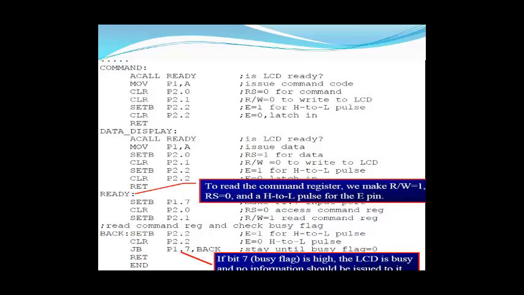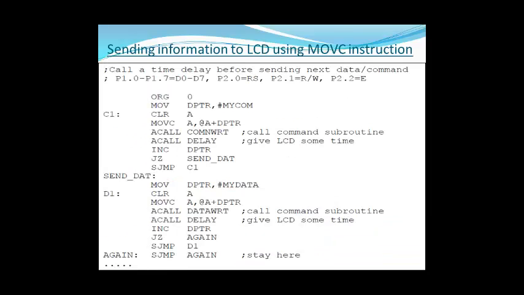After reading the command register, if bit D7 is high, the LCD is busy and no information should be issued to it. Only when D7 is equal to 0, we can send data or commands to the LCD. In this method, no time delays are used since we are checking the busy flag before issuing commands or data to the LCD. Now this program shows how to use the MOV instruction to send data and commands to an LCD for an 8051 version of LCD programming.